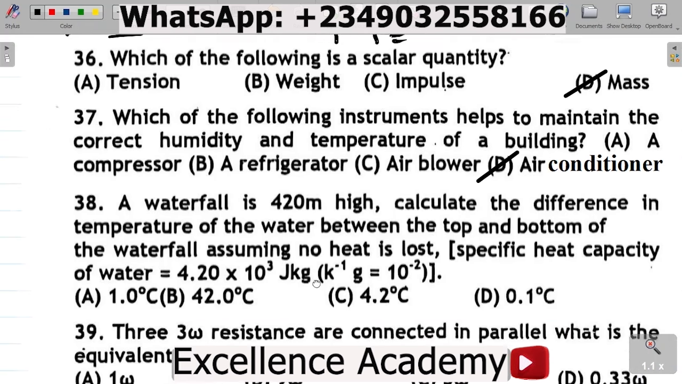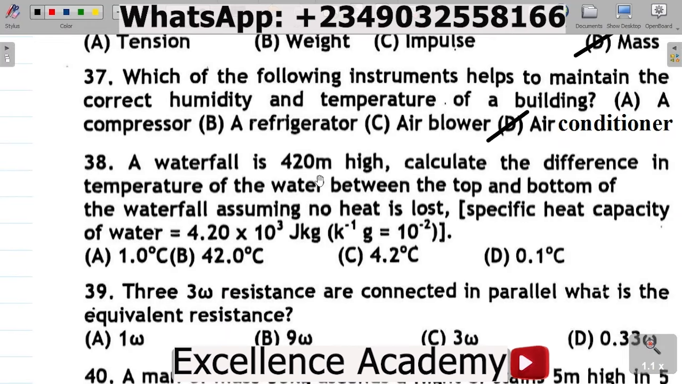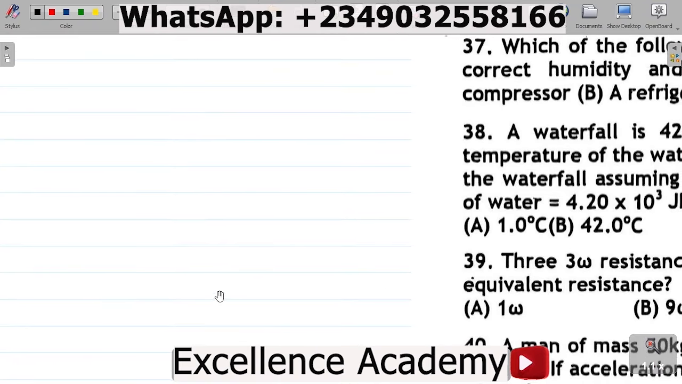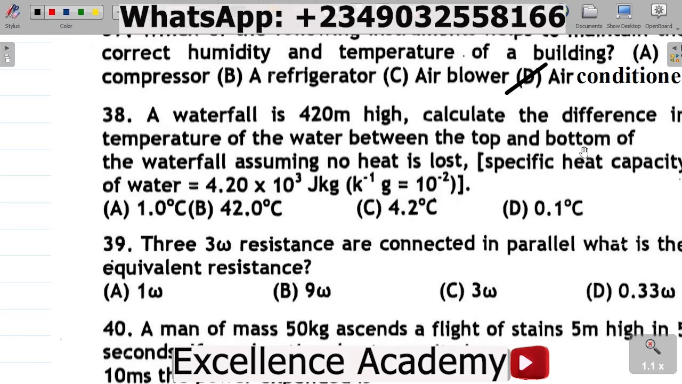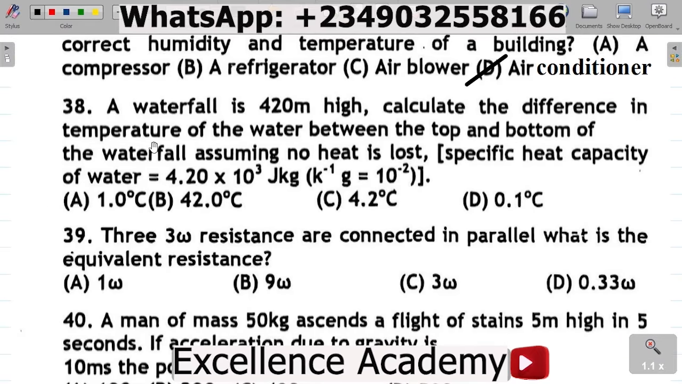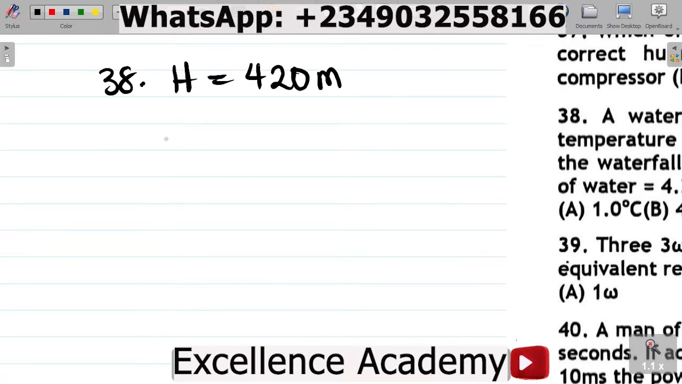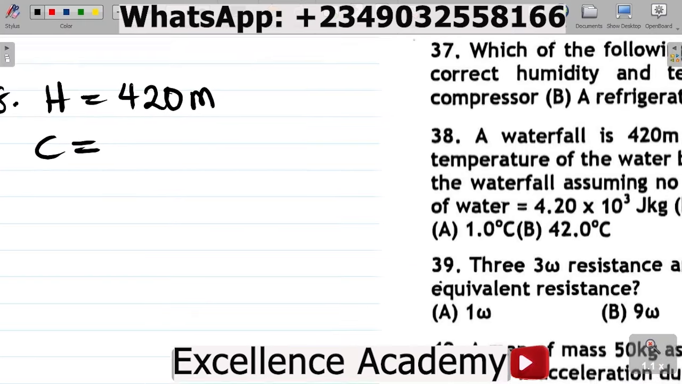All right, so how do we solve this question here? In this question, they said a waterfall is 420 meters high. You're given height h as equal to 420 meters. They said calculate the difference in temperature, so you're looking for the change in theta between the top and bottom of the waterfall, assuming no heat is lost. They give you the specific heat capacity of water, that's c.